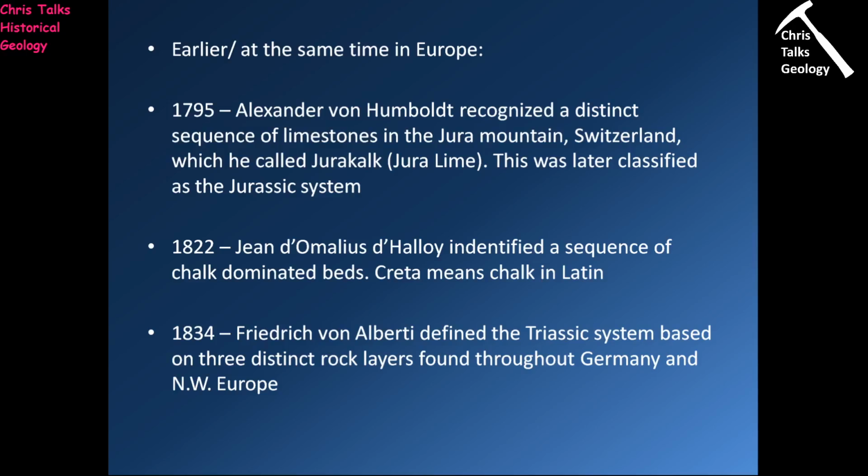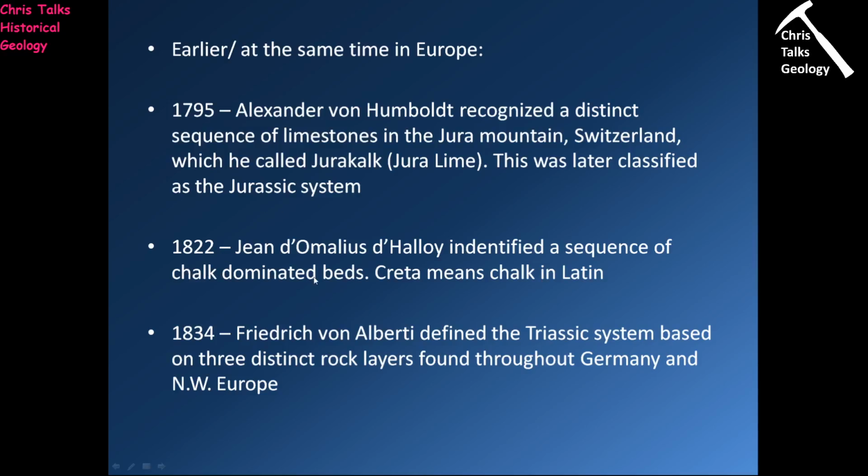So earlier on, or around the same time, people had been also looking at the rocks of continental Europe. In 1795, Alexander von Humboldt recognized a distinct sequence of limestones in the Jura Mountains in Switzerland, which he called Juracalc. And this sequence of rocks was later used to define the Jurassic system.